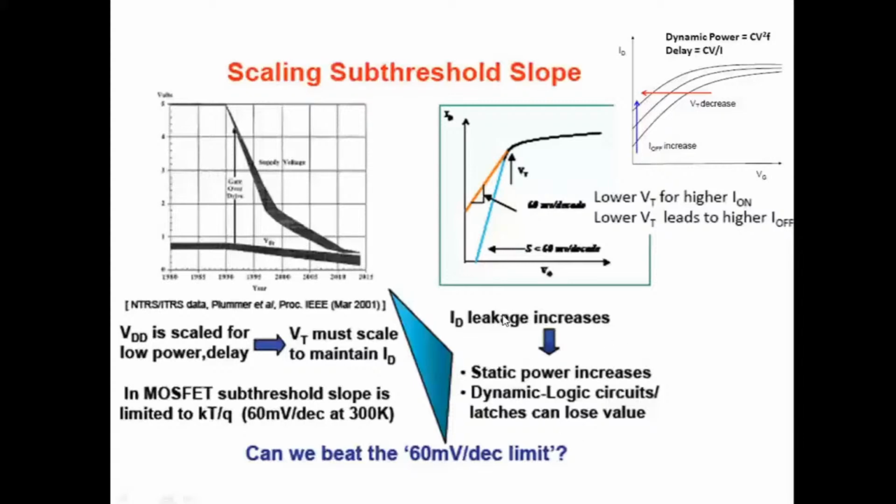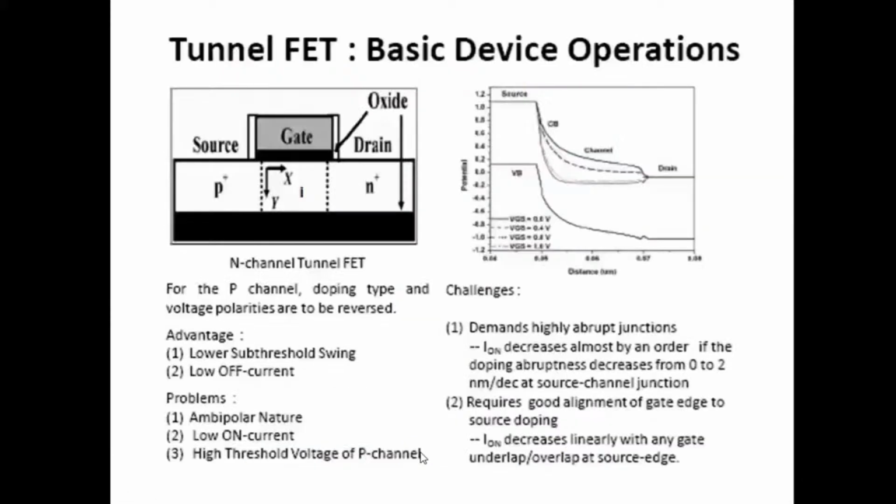This is all because of the limit of 60 millivolts per decade, which is there in the MOSFET because of thermal injection. The question is, can we beat the 60 millivolts per decade limit and get a device which will have a characteristic shown here by 2? It has a subthreshold slope which is less than 60 millivolts per decade. Tunnel FET is one of the devices which can give us a subthreshold slope less than 60 millivolts per decade.